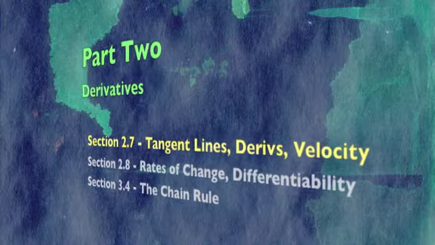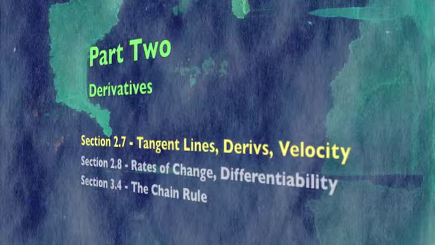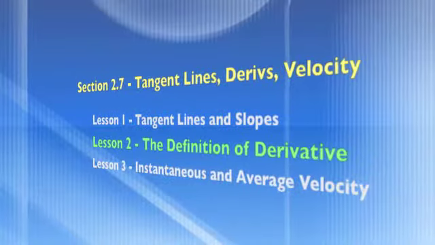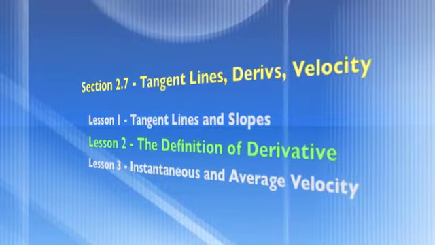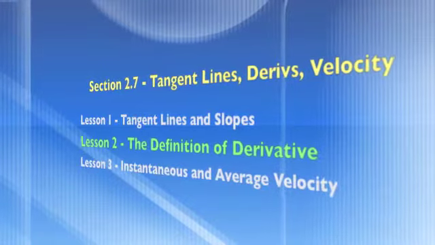Part 2, Derivatives. Section 2.7, Tangent Lines, Derivatives, and Velocity. Lesson 2, the definition of derivative.